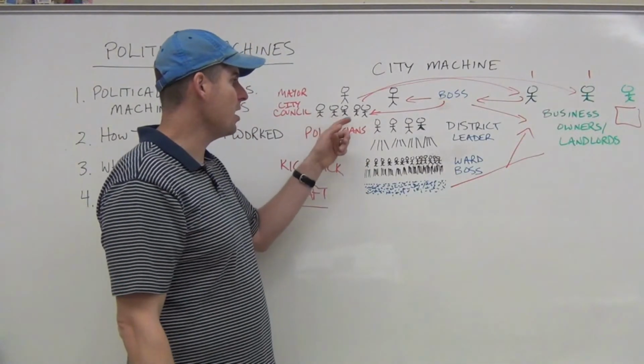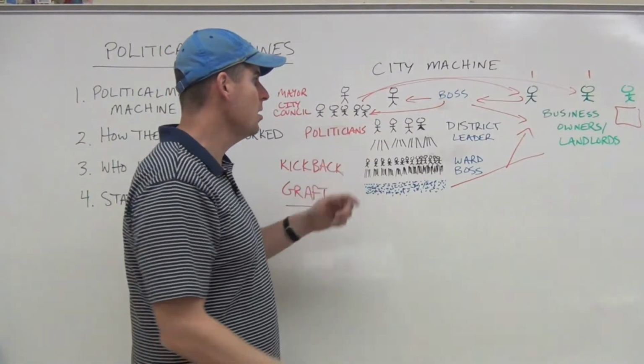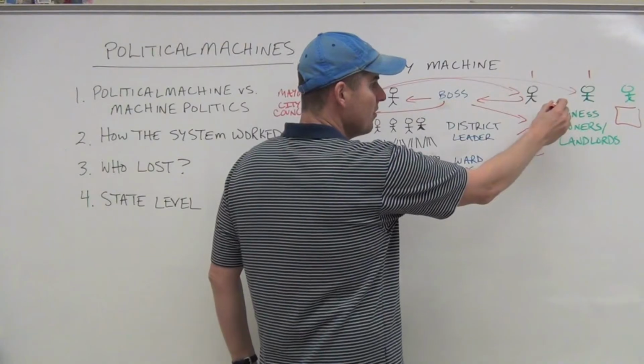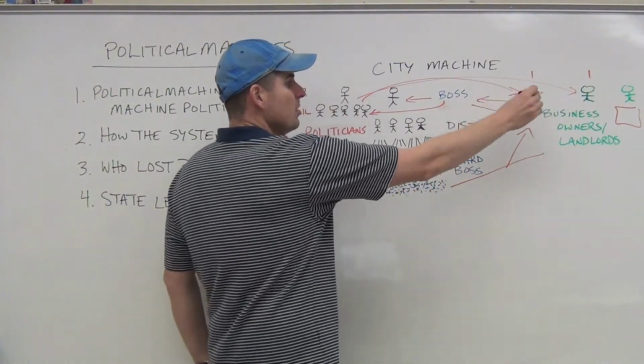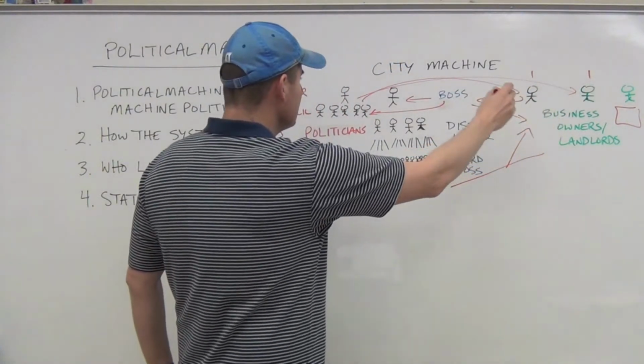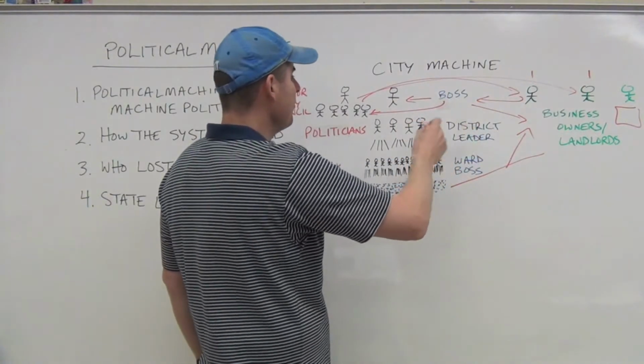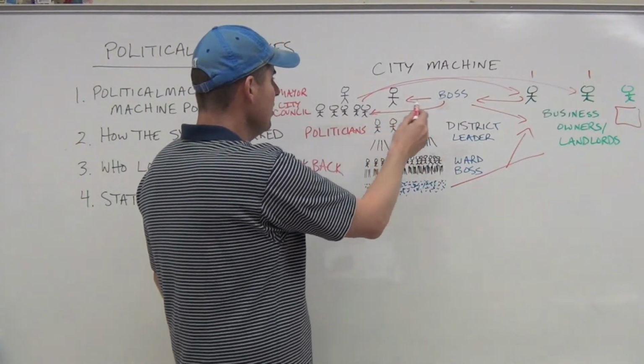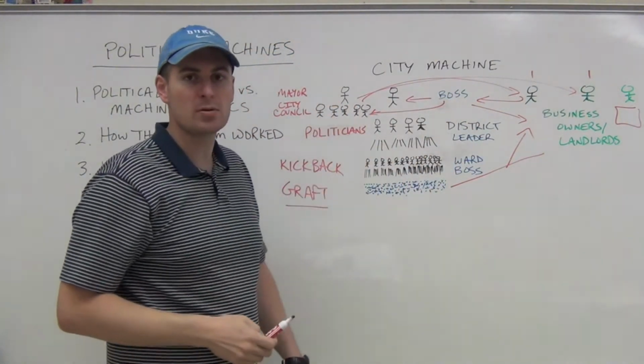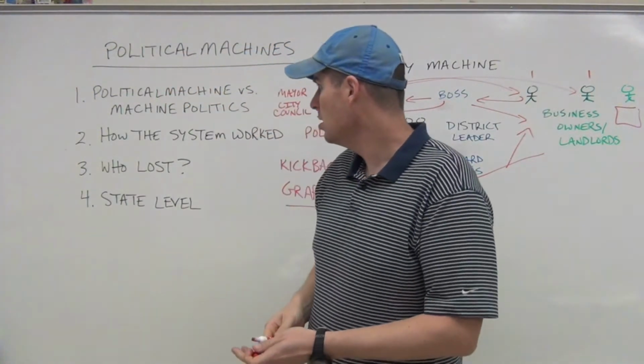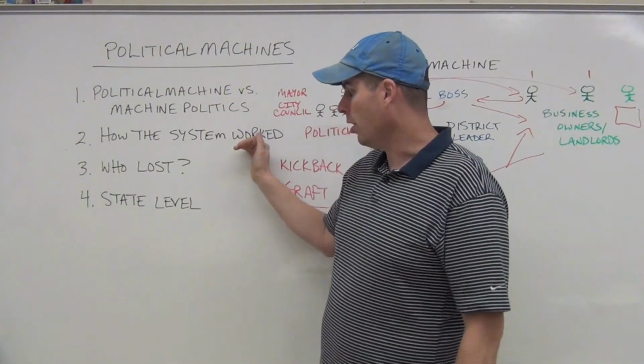They're going to say, okay, you guys get to pocket some extra money because we've gotten this contract. The boss and the business owners are sharing all the profits because the boss is making all of it happen. The politicians, then, get their pocket lined with some extra cash in this situation. So that's kind of how the system worked.